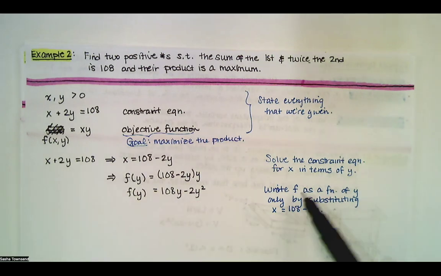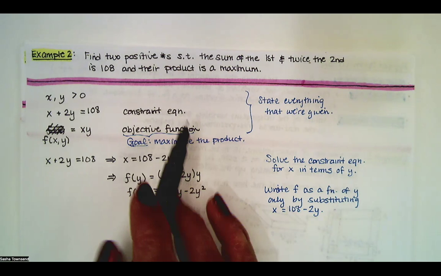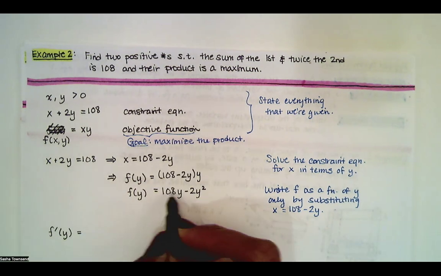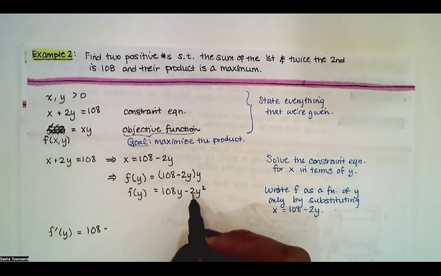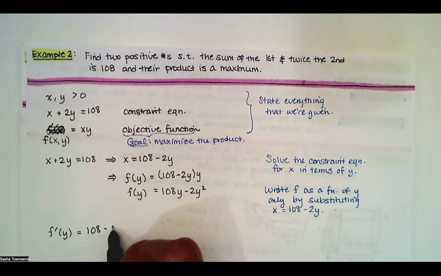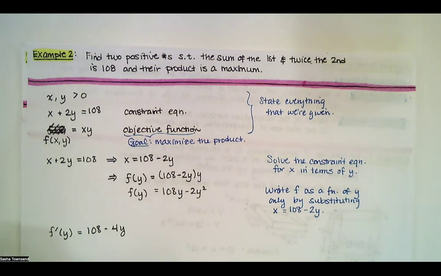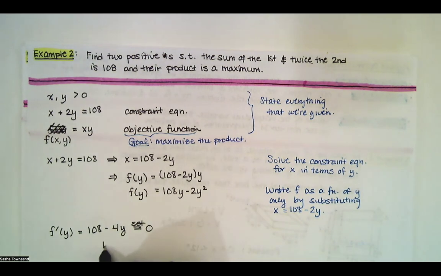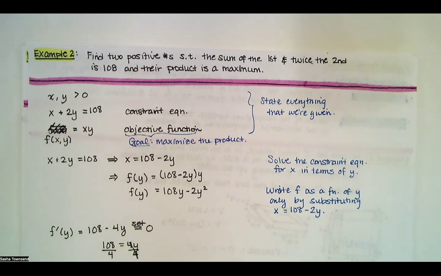So we've written our function as a function of Y only. And now we want to find the critical values of the function. So we compute f prime of Y. The derivative of a constant times Y is just a constant. Derivative of 2Y squared is 2 times 2, which is 4, times Y to the first. And then we set that equal to 0 and solve for Y to find the critical values. So we have 108 equals 4Y. And if we divide both sides by 4, we get 27 equals Y. So that is our critical value.